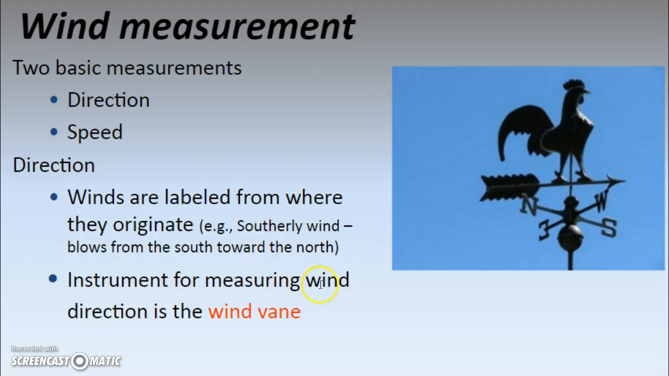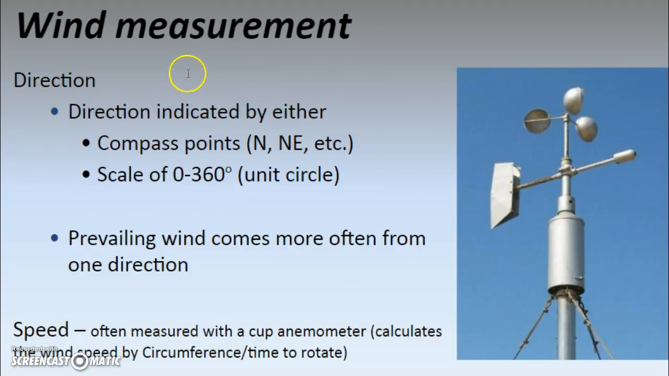An instrument for measuring wind is called a wind vane. This looks like this, kind of a general one. I actually have one on my house. I don't think it works though. I've never used it or looked at it. Maybe I should. So wind measurements, last but not least.